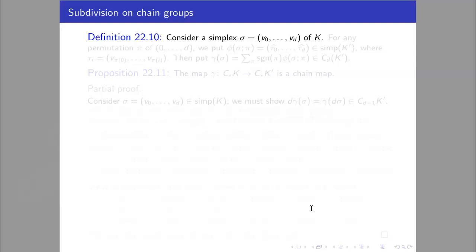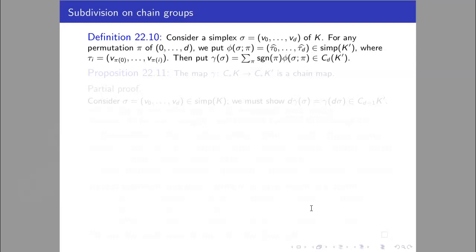Okay, so here's the general definition. We've got a simplex sigma, v0 up to vd of K. And we've got any permutation pi of 0 up to d, then we're going to let phi sigma semicolon pi be the simplex tau0 hat up to taud hat, where tau i is v pi of 0 up to v pi of i. Okay, so that's tau i, and then tau i plus 1 would be the same, except you put v pi of i plus 1 on the end, so that tau i is contained in tau i plus 1.